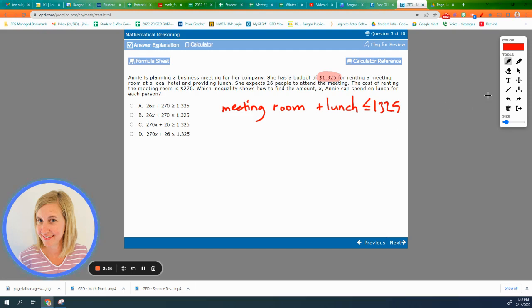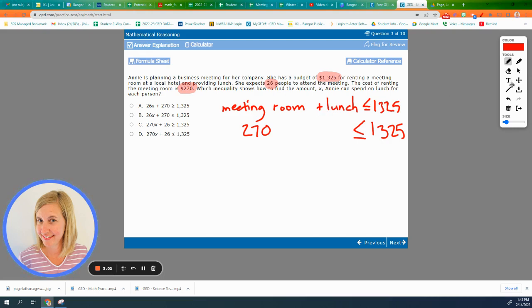Okay. Now let's keep going through the word problem and look for some more info. She expects 26 people to come. That's going to be important. And the cost of renting the meeting room is $270. So that is a flat cost. It doesn't depend on anything. It doesn't change. It's just $270. So we can jot that down right here. We know that the meeting room is $270. We know that our total budget is 1,325 and we have to stay less than that.